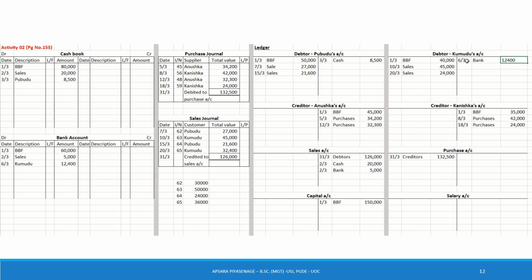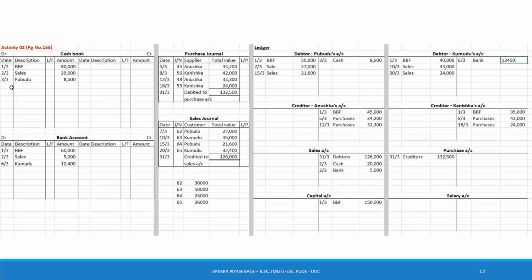On 7th of March, cash has been received from Kumudu 16,000, and also a check of 12,000 has been received from Kumudu. The check was deposited on 10th of March in the bank current account. So the check received on 7th worth 12,000 has been deposited in the bank on 10th of March. So first we have to record that in the cash book, and then record that in the bank account on 10th of March.